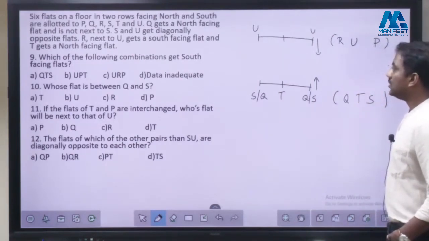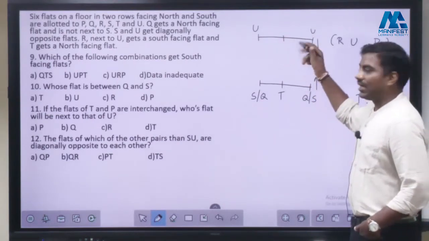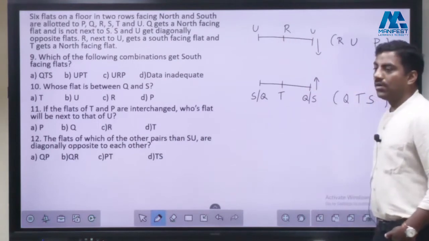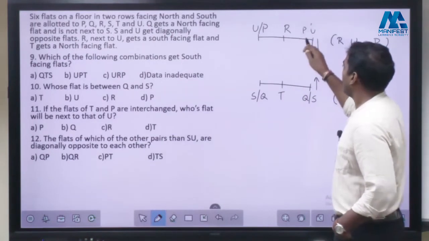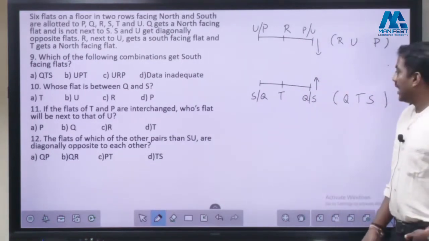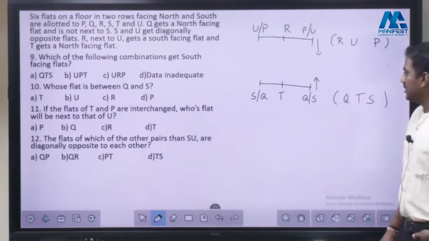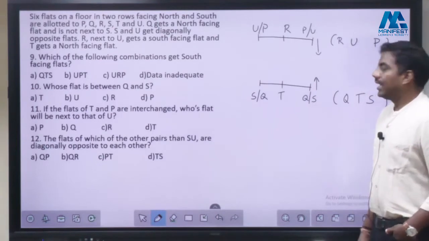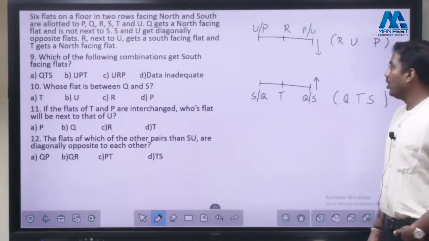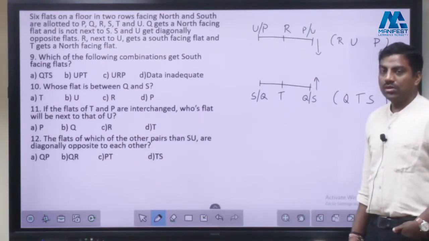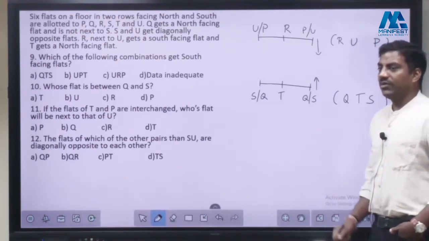Then R is next to U. Whether from this end or this end, R will come in between. Who is left now? P. So P will come either here or here. Again, what do we know here? R and T are middle ones. Q and S are at extremes and U and P are at extremes. But S is opposite of U. So who will be opposite of Q? When S is opposite of U, Q will be opposite of P. So that is what we know now.